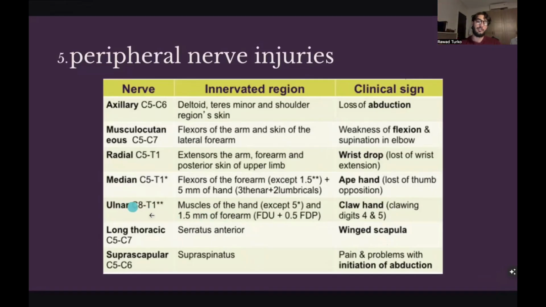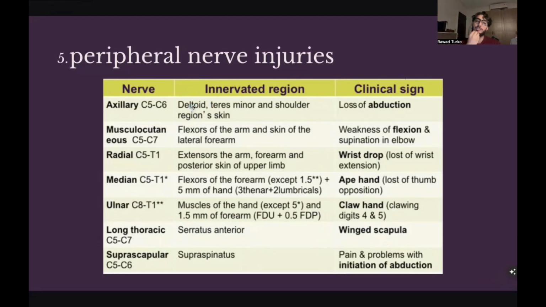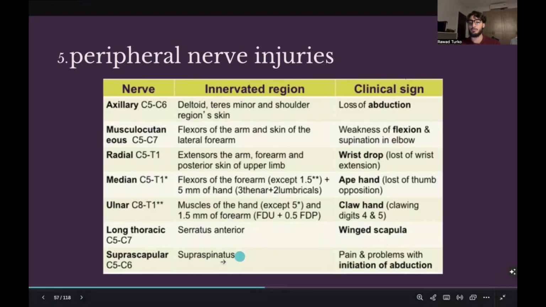That's because of involvement of the long thoracic. And the suprascapular is for the supraspinatus. So this is a problem with the initiation of abduction. We said abduction is under the control of the deltoid muscle, but initiation of abduction, or specifically the first 15 degrees of abduction, is under the control of supraspinatus. So if you have a suprascapular nerve palsy, that's the main problem that you're going to see.